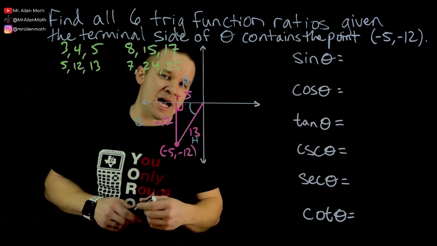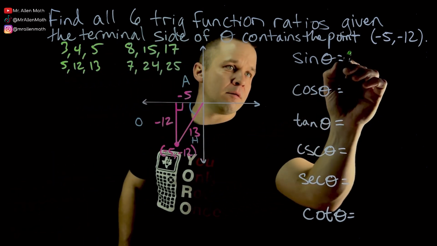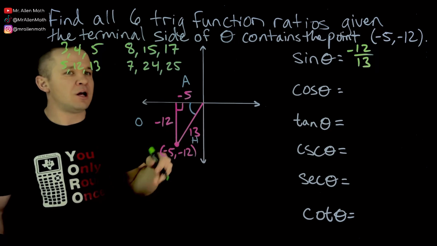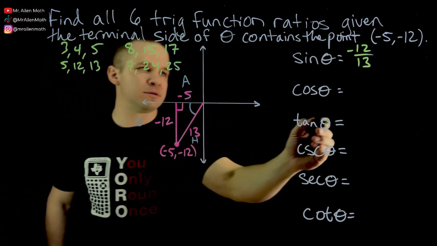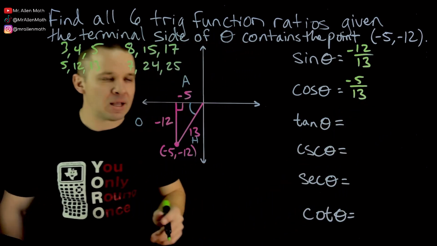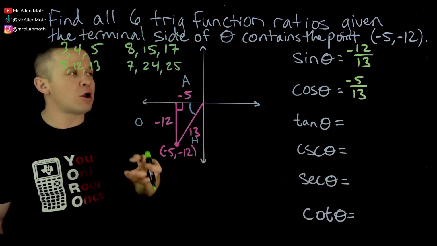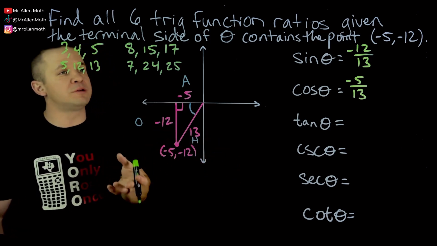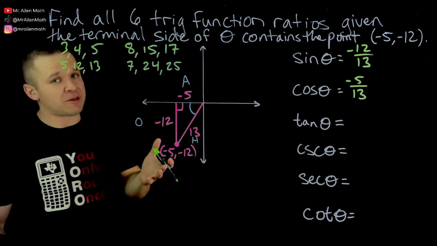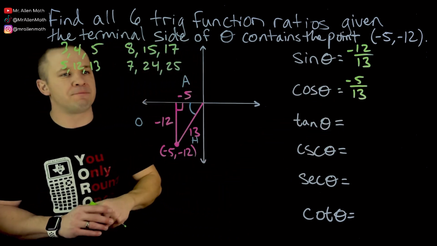So sine is opposite over hypotenuse. That's -12 over 13. Boom, one done, 5 to go. Cosine is adjacent over hypotenuse. That is -5 over 13. And if you ever have to reduce, you should reduce. Or if you have to rationalize your denominator, you need to do that as well. You can't leave square roots in the denominator. I got beef with that, but the mathematical community says you need to. So if you have a square root, make sure you rationalize it.